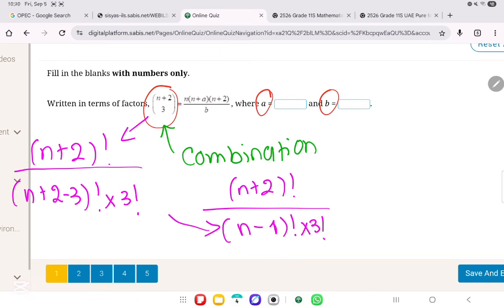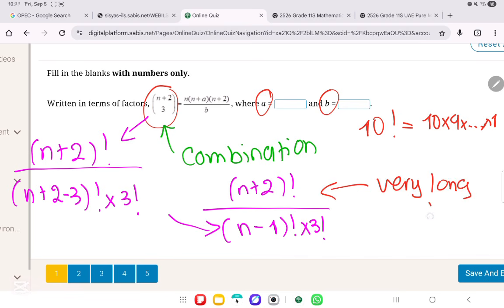Now, because we are dealing with n plus 2, if you remember, if you're doing 10 factorial, it's 10 times 9 times whatever, all the way until you reach 1, right? So n plus 2, we don't know what n is. So in order for us to reach 1, it's going to take us a very long time. Whenever you have a variable in the factorial, it's going to take you a very long time to reach 1. Why is that? Because we don't know the value of n, or the variable.